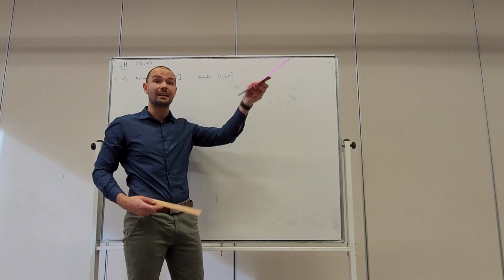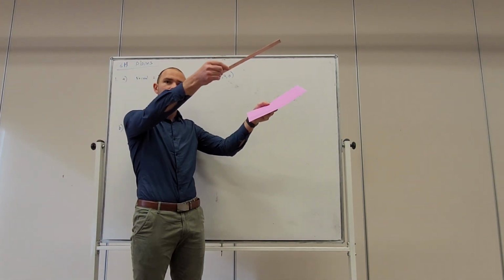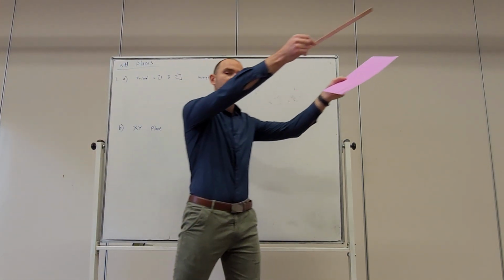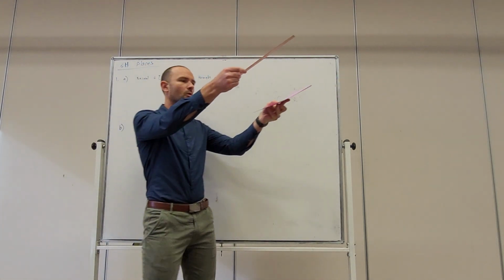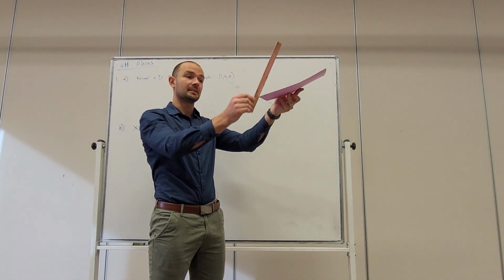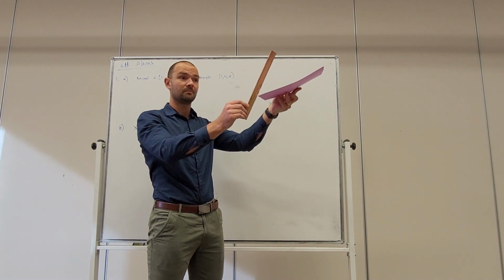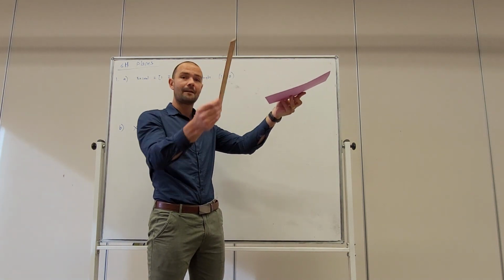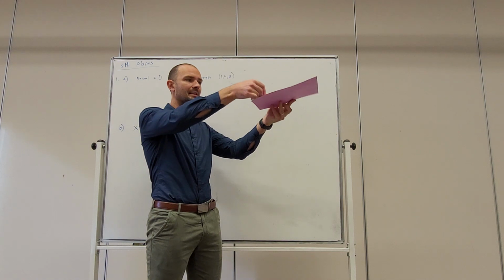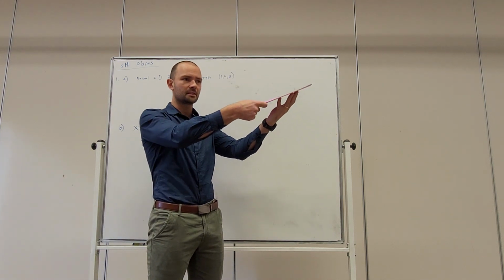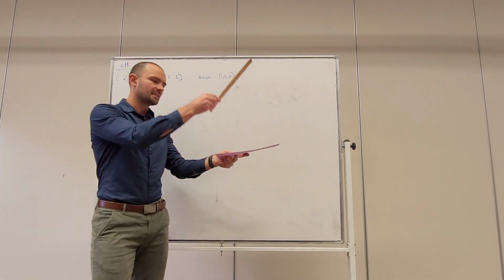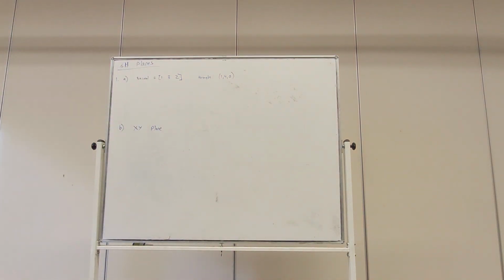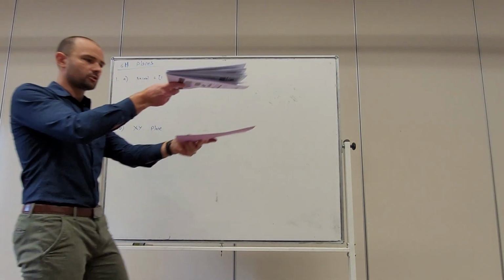We could have a line that is parallel to the plane, in which case they would never meet because they're both going in the same direction. We could have a line that intersects the plane at one point and only one point. We could have it that the line lies on the plane, coincident with the plane. We're going to learn about how lines interact with planes, but also how planes interact with planes.